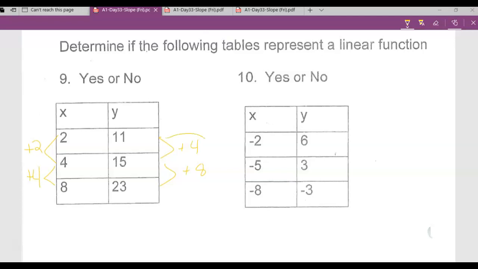Now let's compare the way they changed in the first jump. In the first jump, the y changes by plus 4. How did we change in the x in that first jump? Plus 2. What's 4 over 2? 2. Keep that number in mind.